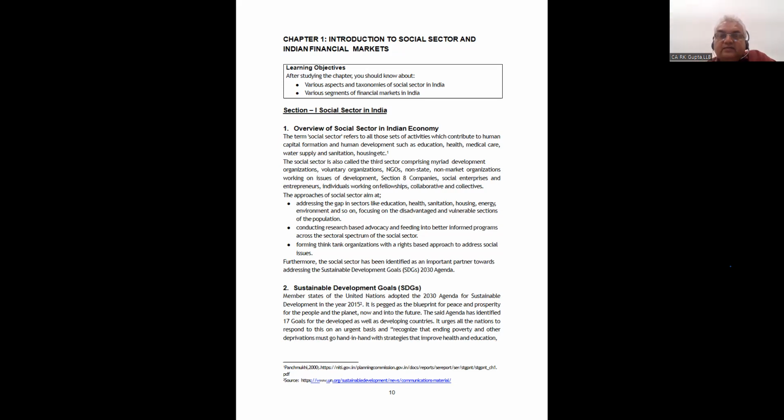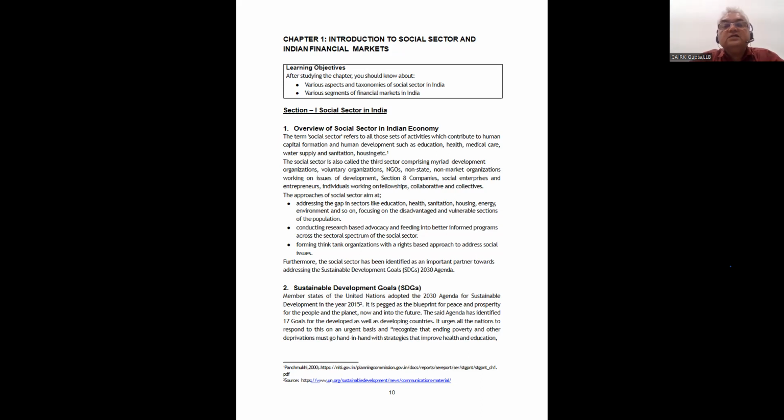Now questions can be set on this, because this section, this chapter 1, basically it is of 4 marks. Like introduction to social sector is of 4 marks and Indian financial markets is of 4 marks. So naturally they will set questions and the questions will be set in objective type format. Because let us say the first, overview of social sector in the Indian economy, what could be the type of questions they may ask?